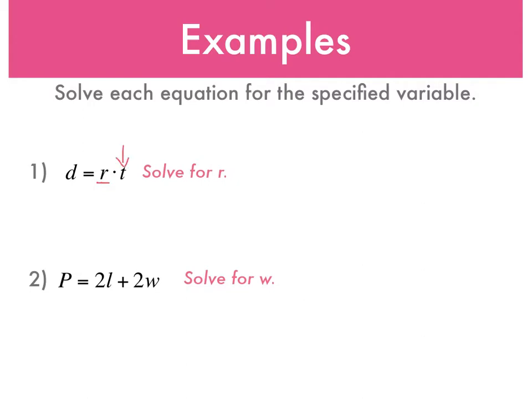Okay? How is that t attached to the r? Well, it's attached with multiplication. So then I ask myself, how do I undo multiplication? That's with division. Okay, so I'm going to divide by t and divide by t. Here my t's are going to cancel out, and I'll end up with d divided by t is equal to r. And that's it. I'm done. Because the question wanted me to solve for r, and I have r by itself.